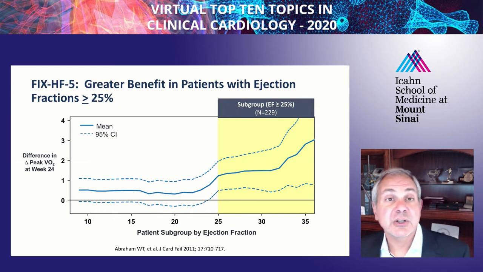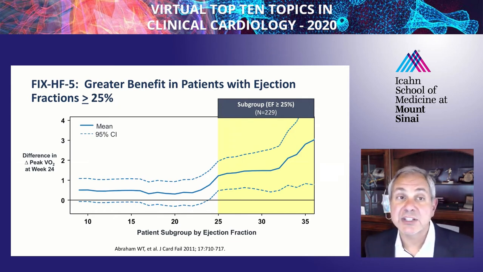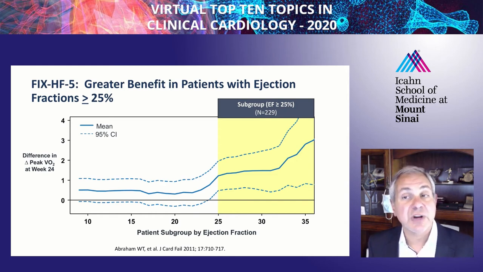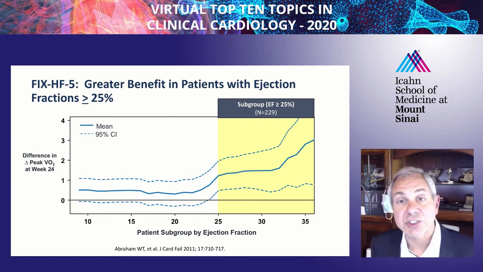Well, first, let me share this observation with you. This data comes from the FIX-HF5 study, looking at the difference in change in peak VO2 over 24 weeks of follow-up. And you can see, as highlighted by the yellow shading on this slide, that those patients with LV ejection fractions of at least 25% or greater demonstrated the most marked improvements in peak VO2 with cardiac contractility modulation.